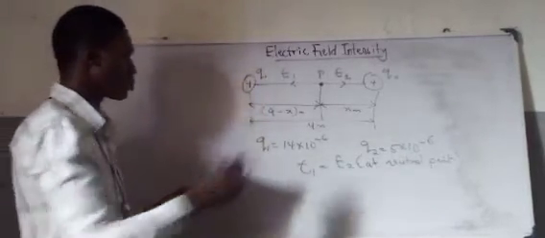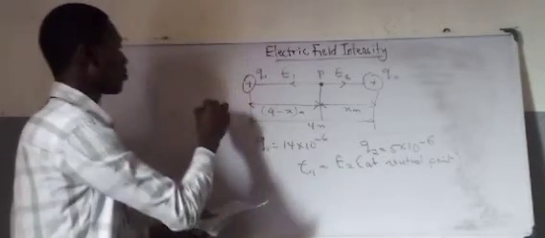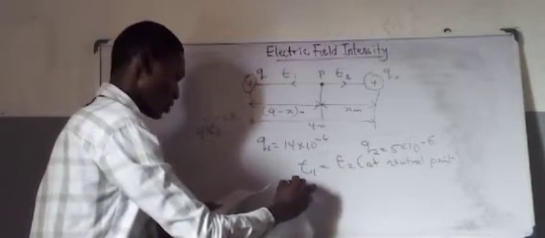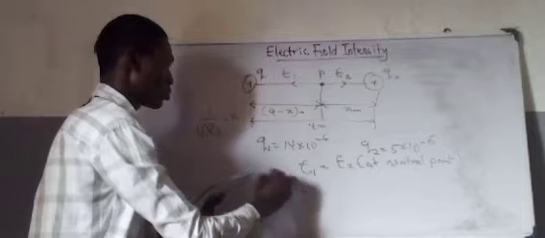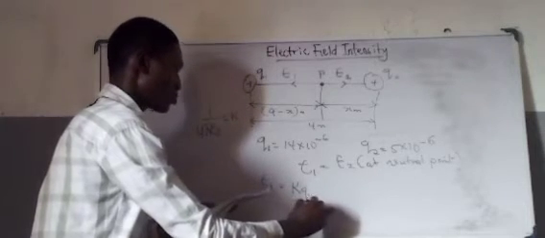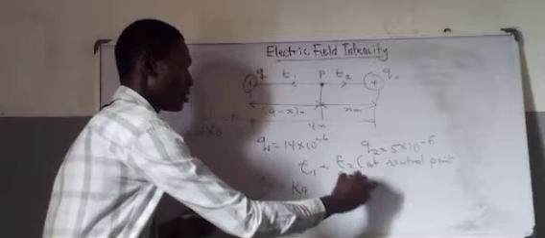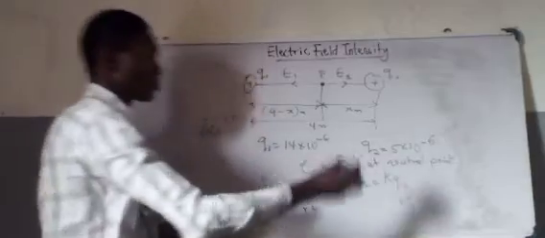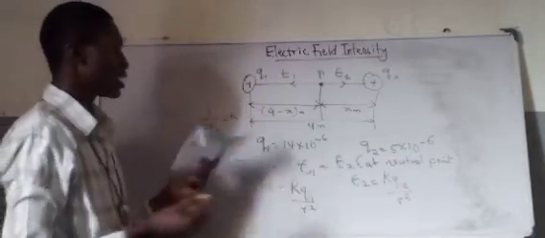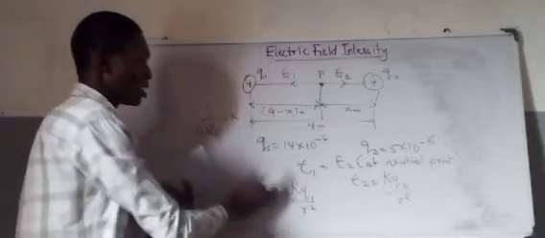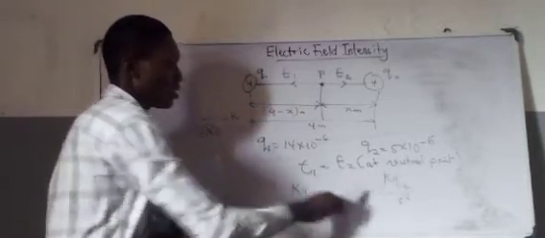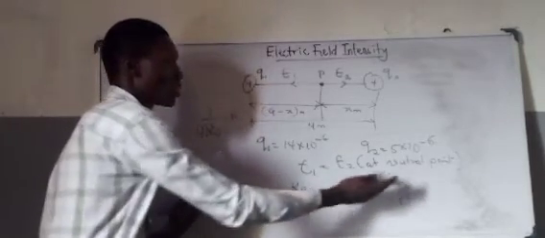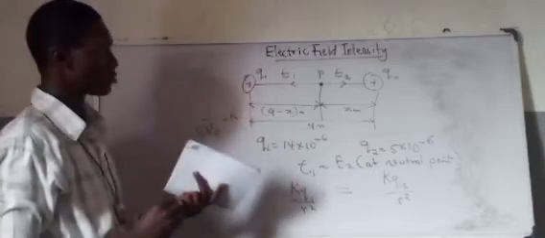So if E1 is equal to E2, now remember that our 1 divided by 4 pi epsilon naught is also known as K. So we say that E1 is equal to KQ1 divided by R squared, and E2 is equal to KQ2 divided by R squared. With this, if we are saying that E1 is equal to E2, therefore KQ1 divided by R squared is equal to KQ2 divided by R squared.